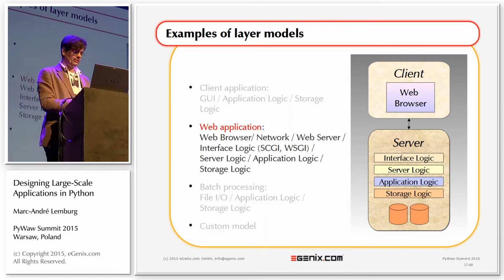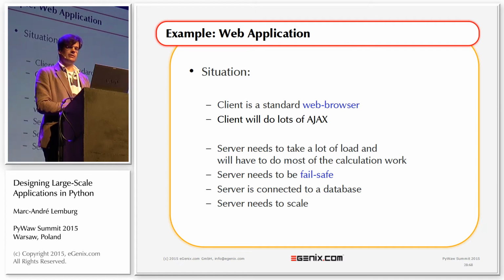So let's have a look at the web application model, because that's probably what many of you know. So you have a standard situation. Your client is your web browser. The web browser will do AJAX to get the data from the server side. The service needs to take a lot of load, and it has to do all the numeric stuff. It needs to be very stable. It needs to be fail-safe. If something breaks, you don't want the whole site to go down. You just want maybe one process to go down. It's connected to a database, and it needs to scale. Well, the usual stuff that you have for web applications, right?